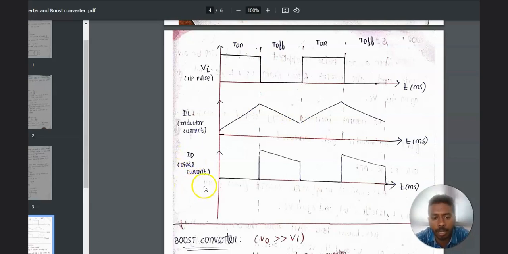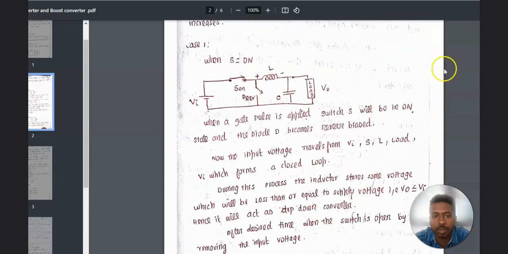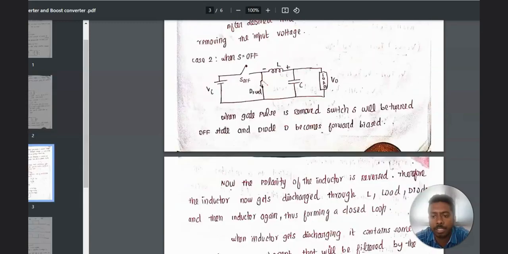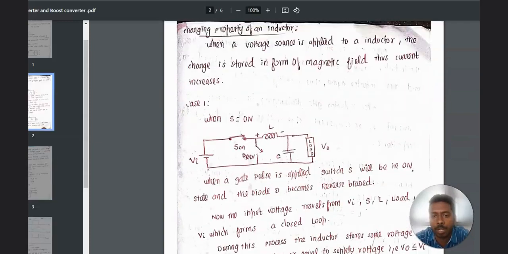Here ID is the diode current. We already saw that when the switch is on, that is, when there is a closed loop, the diode becomes reverse biased. Therefore, in reverse bias, the diode does not conduct. So when the switch is on, the diode current becomes zero. Whereas when the switch is released, that is, the switch is in off condition, the diode conducts like this. Again, when the switch is turned on, the diode becomes reverse biased, and when the switch is released, the diode becomes forward biased. So this is about the buck converter.